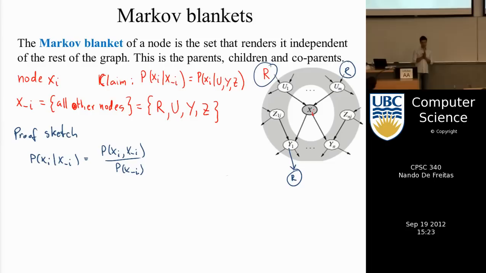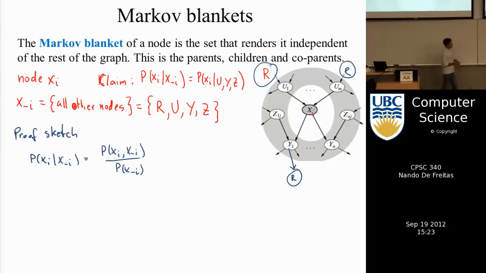Now what we're proving is that the probability of xi, given all the other variables, is really only the probability of xi given its partners, children, and parents, which together we call the Markov blanket. The term blanket means that once you have that blanket of those three groups, you can cover the node.